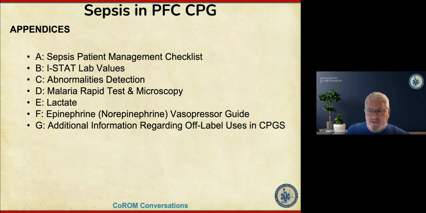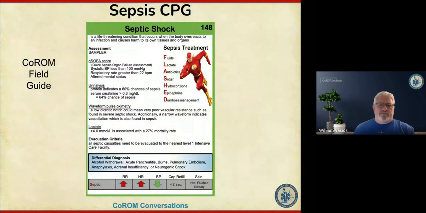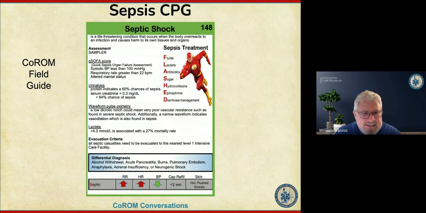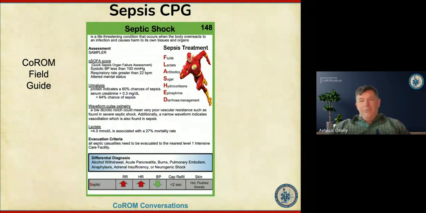The next one is that sepsis CPG out of the CoROM Rapid Field Guide. You want to talk about that, Aebhric? So yeah, this is page 148 on the second edition field guide. So third edition will be a bit different. Because I'm a knuckle dragger and I'm not the smartest one in the room, I had to come up with a mnemonic checklist for me, and I used FLASHED as just a way to keep a heads up on my sepsis patient. And these are the things that should be on your radar when you're dealing with sepsis.